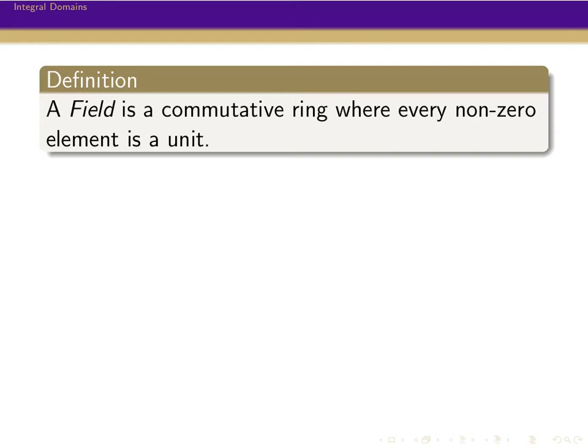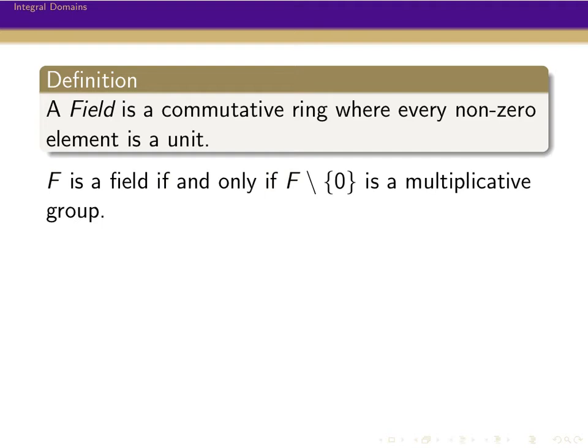So a field is a commutative ring where every non-zero element has a multiplicative inverse, so is a unit. And so basically what happens is that F is a field if and only if, when you take 0 away, you have an abelian multiplicative group. And so not only is it a multiplicative group, it really is abelian. Okay.